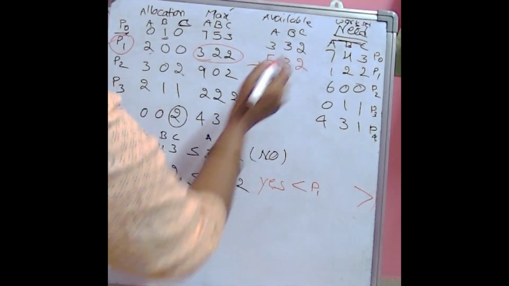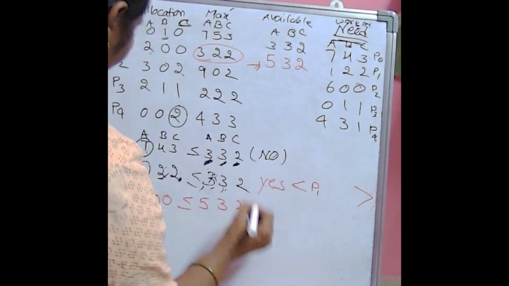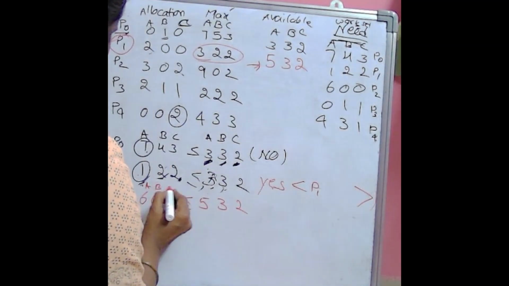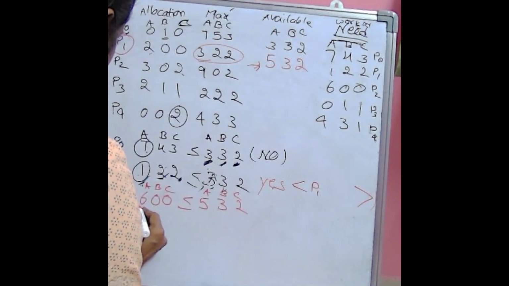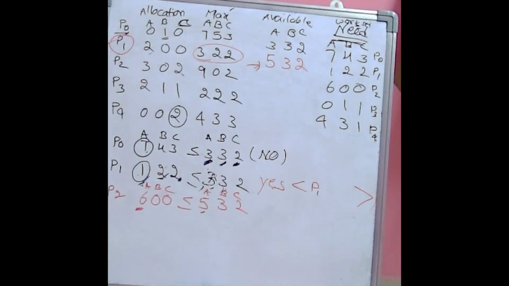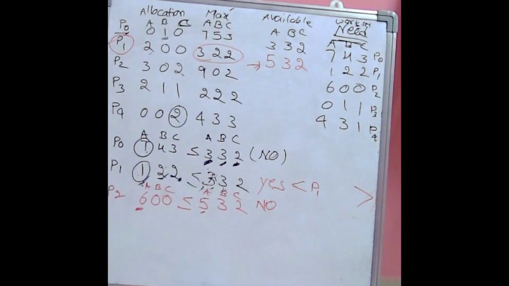But our availability has increased to 5, 3, 2. Check with that. This is A type, B type, C type. A type it requires 7, but we are having only 5. That means no. Till this point it is clear, ma'am?